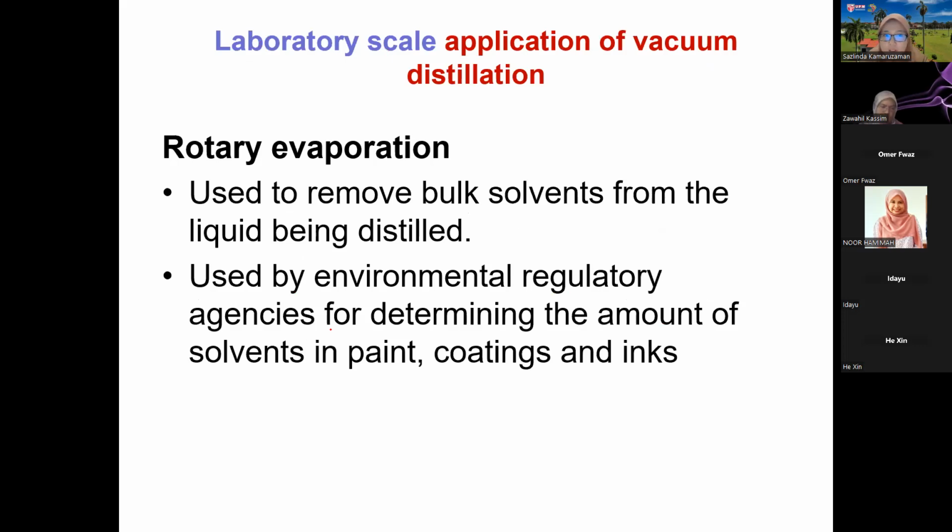Okay, so when we talk about the laboratory scale application of vacuum distillation, I think this is the one that Zahia said previously, which is the rotary evaporation, or rotary evaporator.